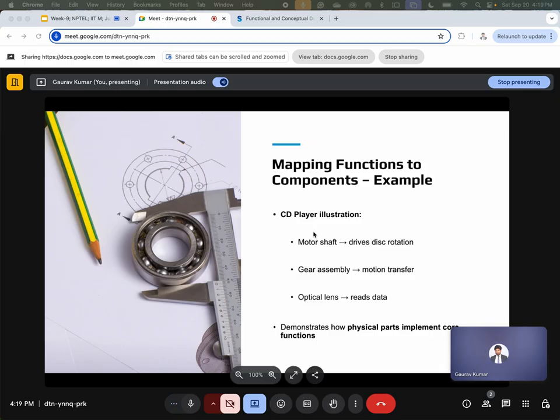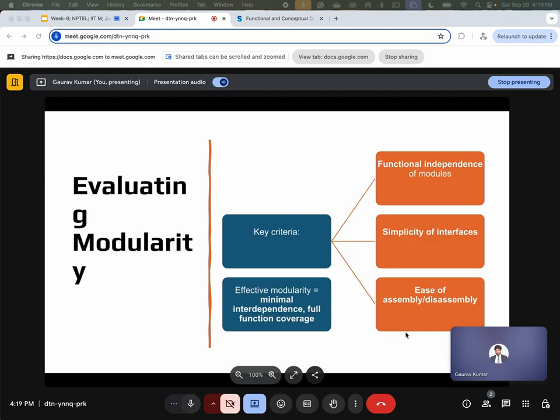Similarly, the optical lens system reads data from the disc. By understanding how each of these physical parts implements core functions, students can connect the dots between theoretical architecture and practical realizations.